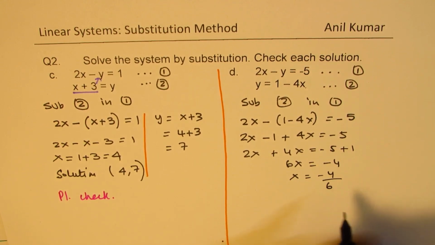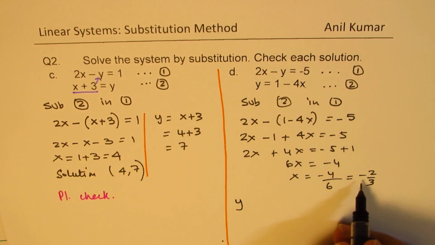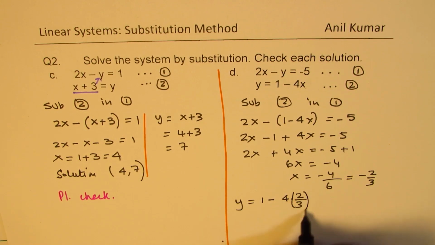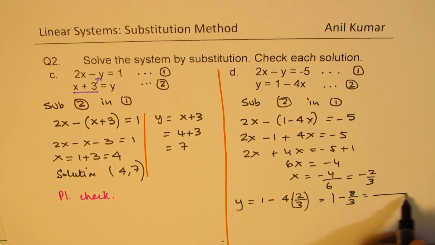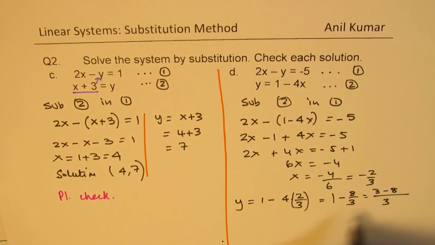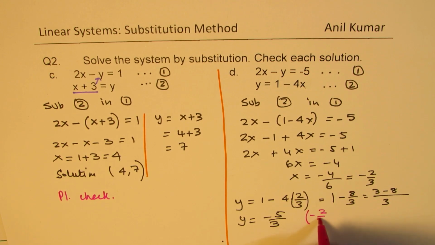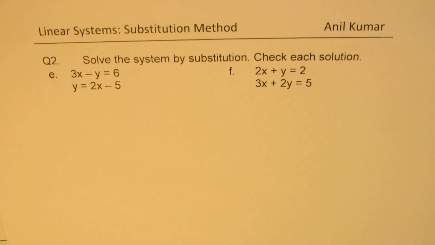x equals minus 4 over 6, which is minus 2 over 3, correct? To get the value of y, we'll substitute minus 2 over 3. So we get 1 minus 4 times minus 2 over 3, correct? You can write it like this. That is, say, 1 minus 8 over 3, right? Taking 3 as a common denominator, you could write this as 3 minus 8, and so we get the value of y as minus 5 over 3. And therefore, the solution is minus 2 over 3, comma, minus 5 over 3. So it's a good practice to always write your solution as a coordinate point, right? So as shown here. Clear?